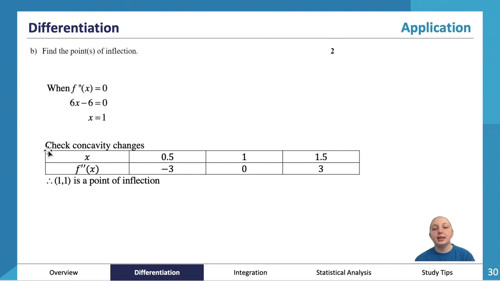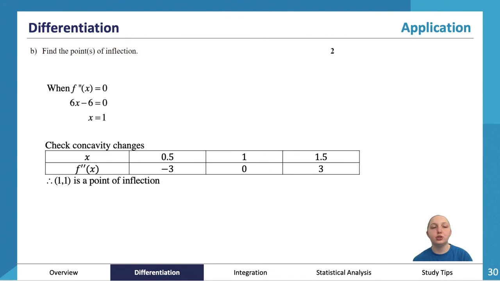Then we need to check that our concavity actually changes, because this is not enough to prove that we have a point of inflection. So what we do is, in our table, we have our x values on the top, we have 1, and we've decided to use 0.5 and 1.5 on either side of 1 to check concavity. Then we substitute each of these x points back into the second derivative, because we're looking at concavity. We get -3, 0, 3. And because the concavity changes on either side of this point, we can therefore say we're going to have a point of inflection.